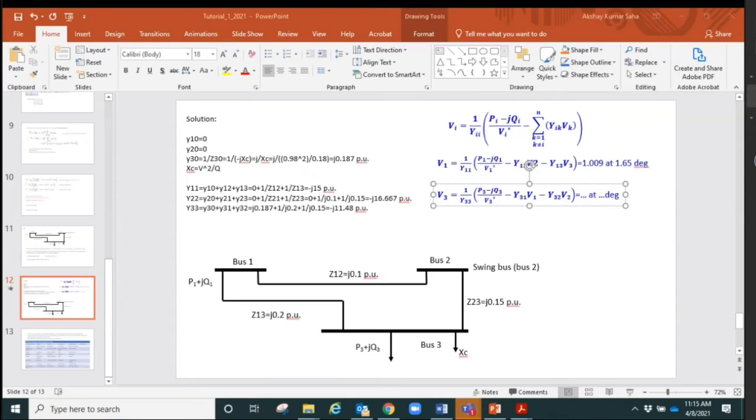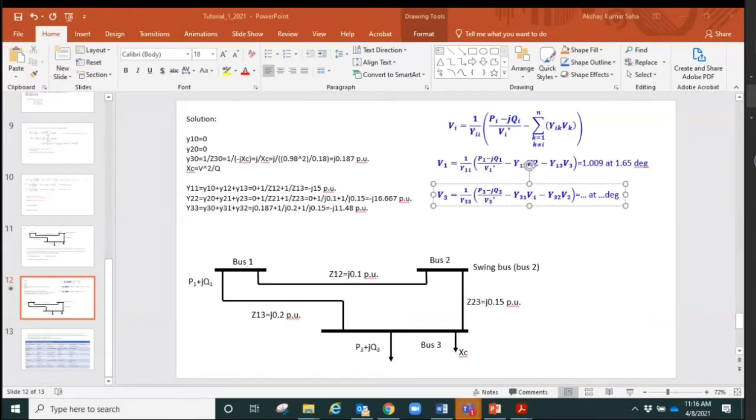1.066. 1.066. Anyone else? Okay, he's saying you made a mistake. I have 0.99. Sorry, sir, for the Y31, is it negative 1 over Z13? Y31, we are calculating capital Y31.